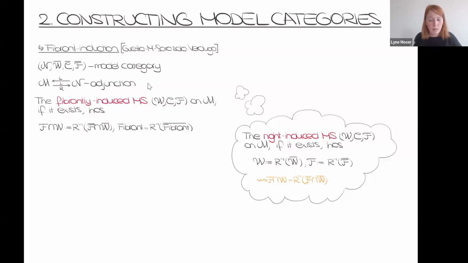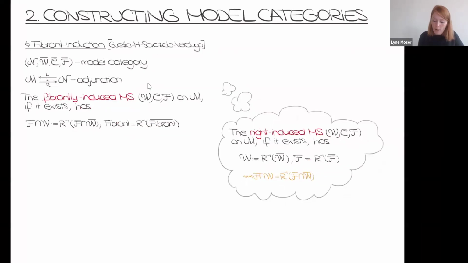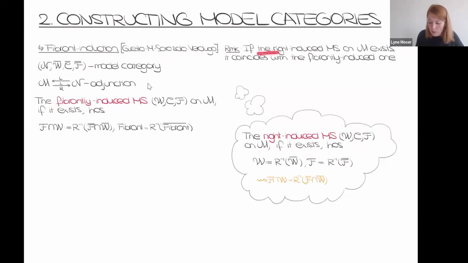Moreover, we can see that the trivial fibrations here and here are the same, and the fibrant objects here and here are the same as well. So in fact, if the right-induced model structure exists, then it has to coincide with the fibrantly induced one.